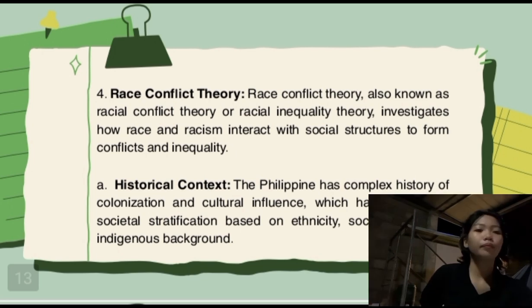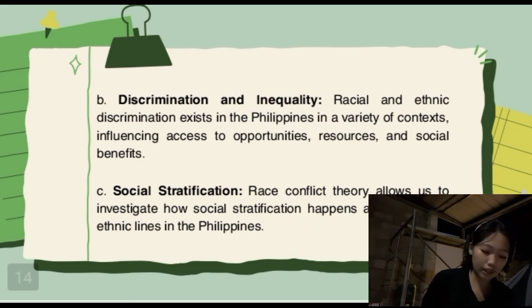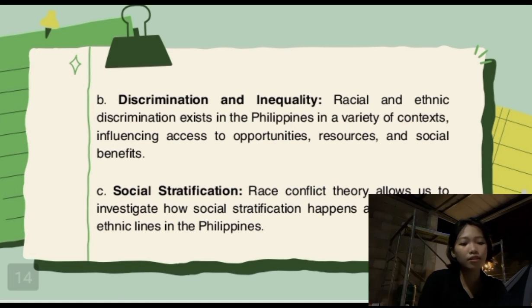So, next is the discrimination and inequality. Racial and ethnic discrimination exists in the Philippines in a variety of contexts, influencing access to opportunities, resources, and social benefits. This means it still happens. With this discrimination, some groups may have fewer opportunities, like sa mga trabaho, education, or social benefits. Kung sa Bisaya pa, dili tanan patas ang chance, especially for minority groups, like mga small groups lang. So, yeah, discriminate na sila.